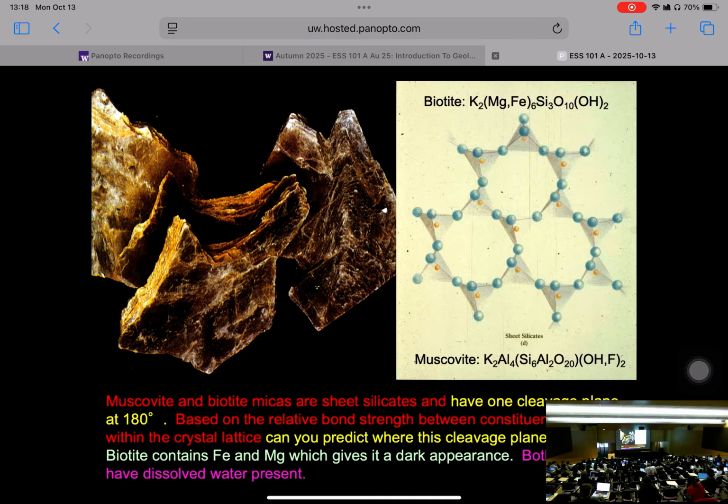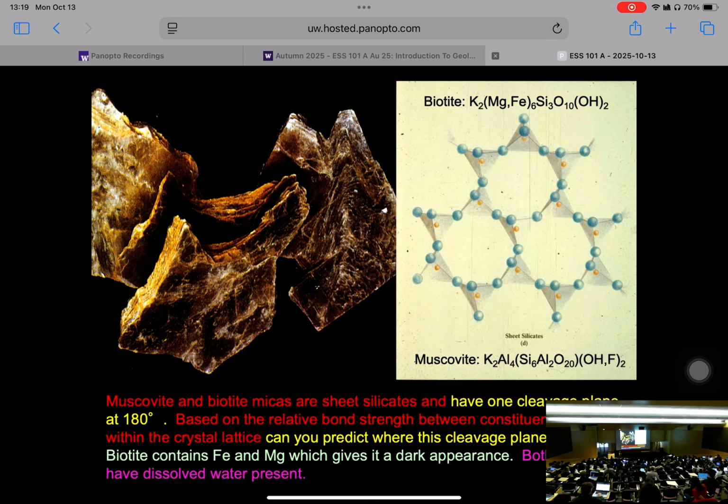You'll notice biotite mica, which is the dark mica, has iron magnesium present. Muscovite, which is clear, does not. They're both sheet silicates. There's 1 cleavage plane, right? And it's the unshared oxygen atom that's being satisfied as valency with ionic bonds between the sheets. There are strong covalent bonds within the sheets, and so it tends to break off at planes of 180 degrees.